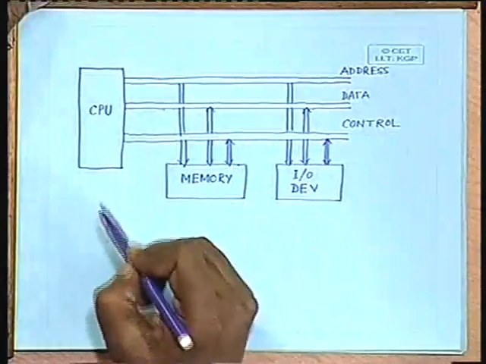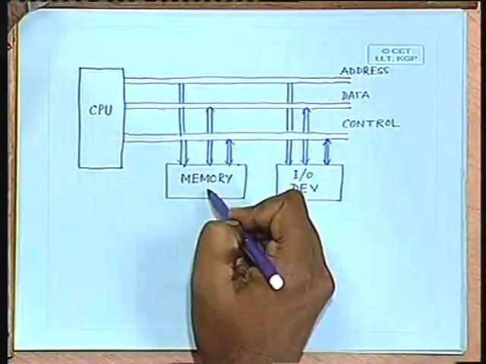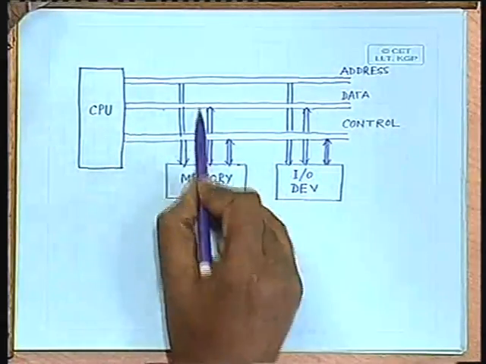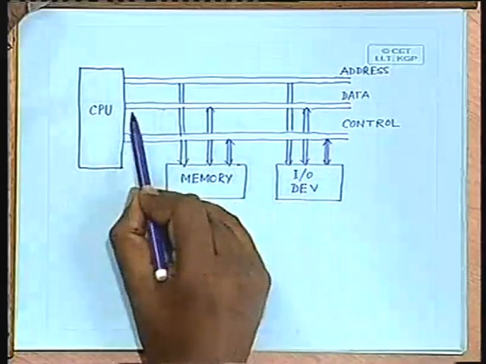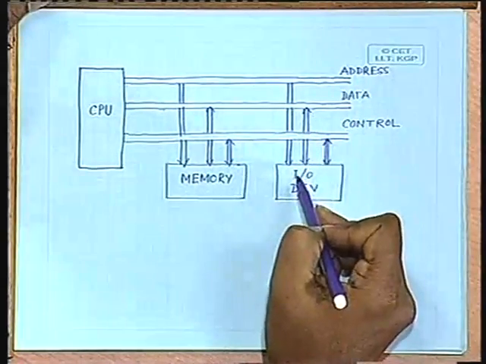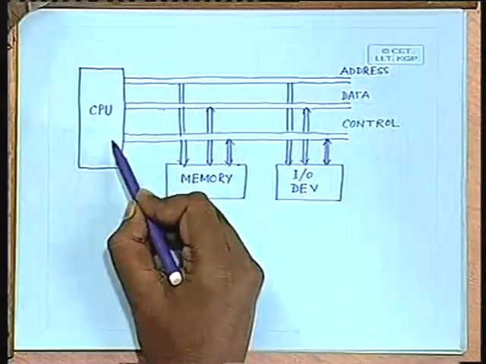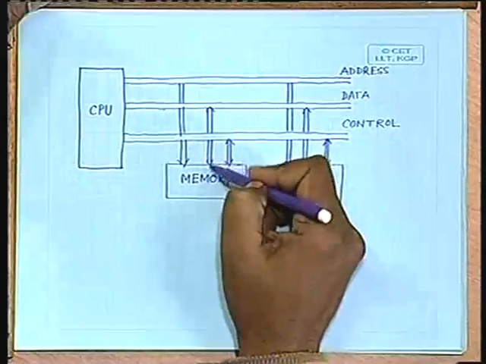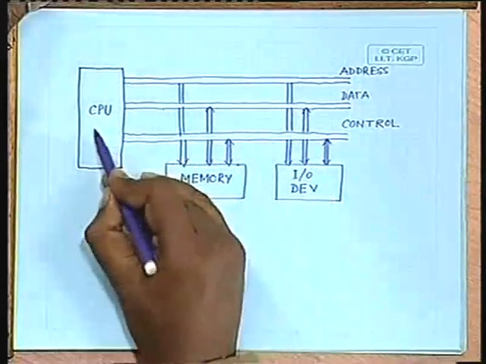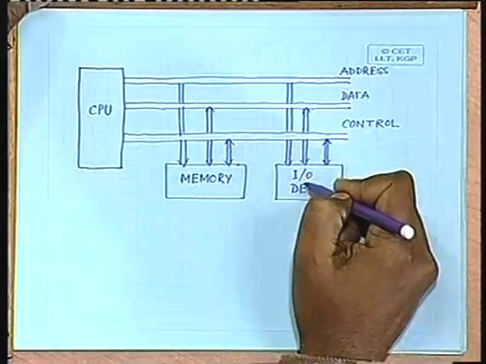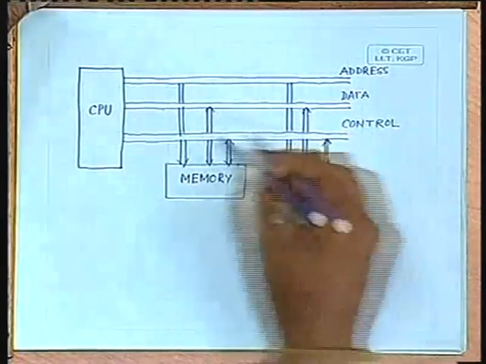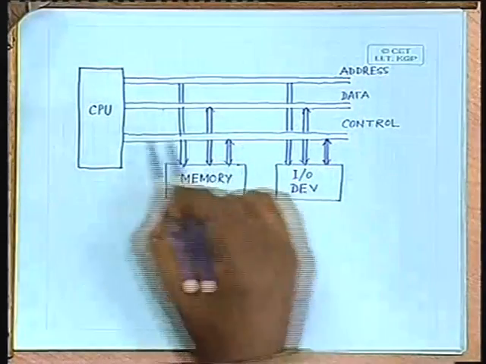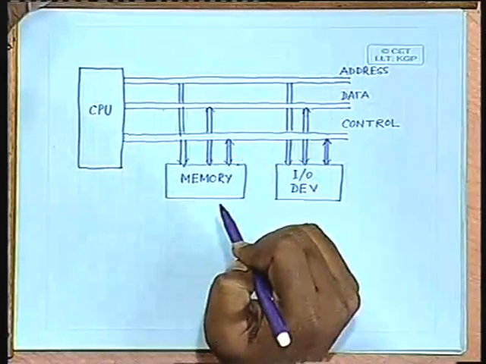Whereas, in case of data, if the CPU wants to write the data to memory, the data will move from the CPU to memory, or if the CPU wants to write the data to any output device, the data will move from the CPU to the output device. Similarly, if the CPU wants to read the data from memory, then data will move from memory to CPU, or if the CPU wants to read data from an input device, the data will move from the input device to the CPU. So, these data lines are bidirectional, whereas the address lines are unidirectional.